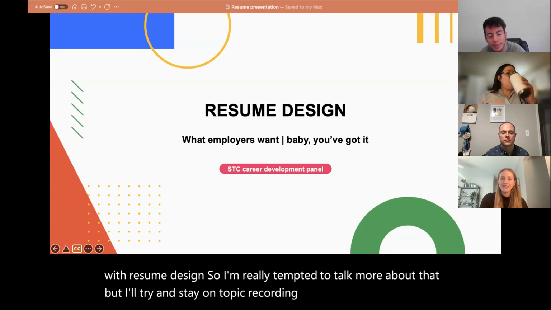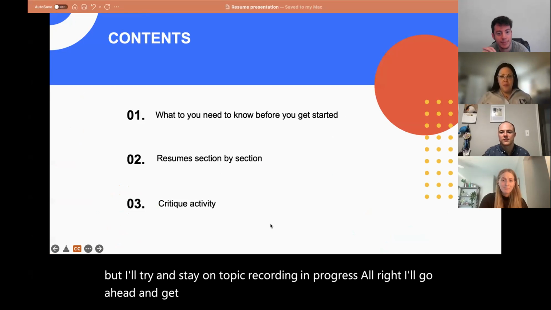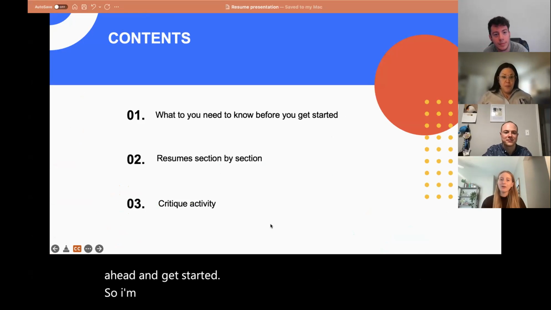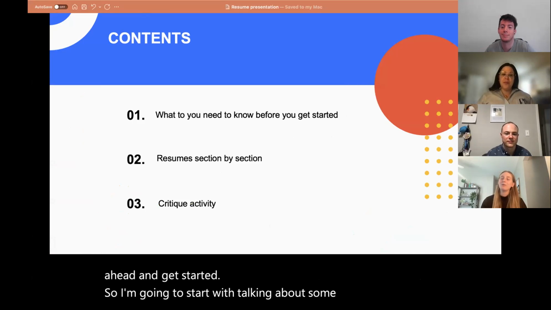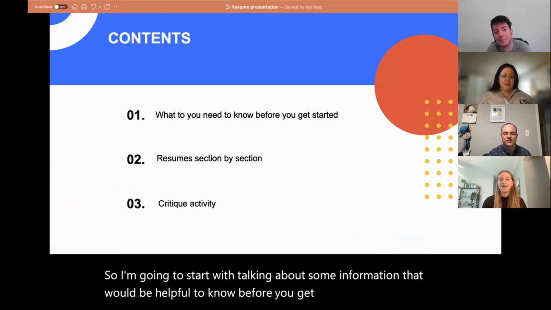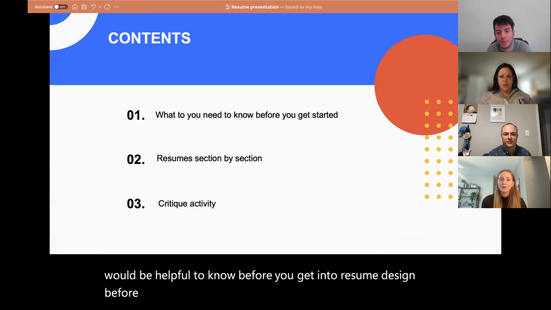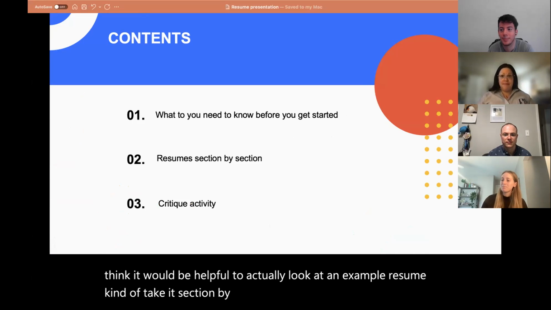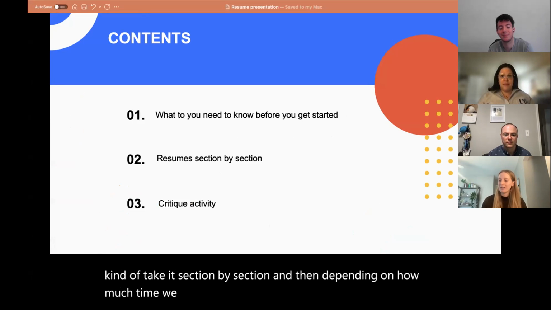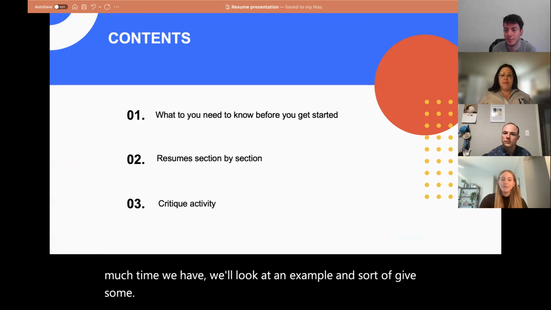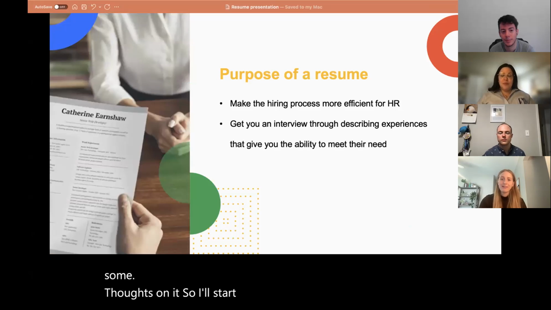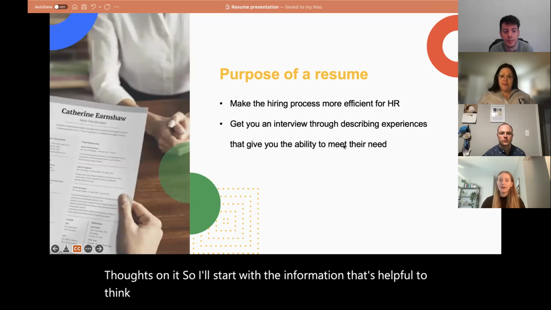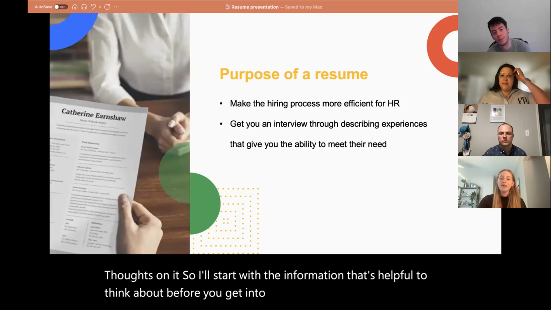All right, I'll go ahead and get started. So I'm going to start with talking about some information that would be helpful to know before you get into resume design, before you start actually putting together your resume. And then I think it would be helpful to actually look at an example resume and take it section by section. And then depending on how much time we have, we'll look at an example and give some thoughts on it. So I'll start with the information that's helpful to think about before you get into putting together your resume.